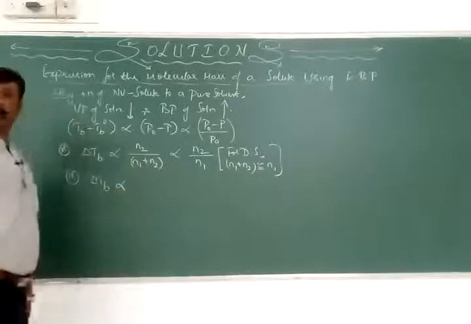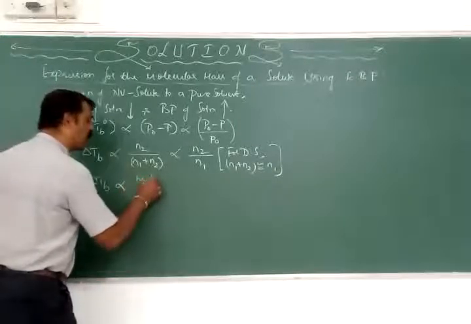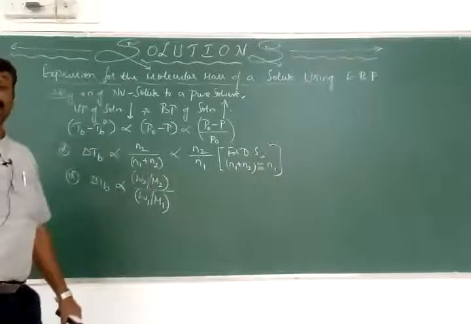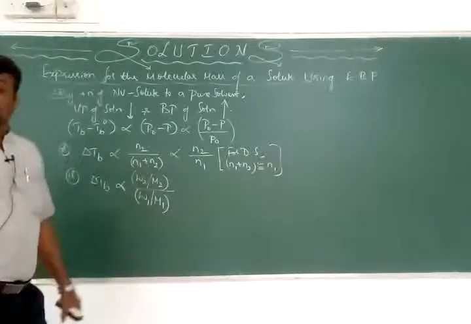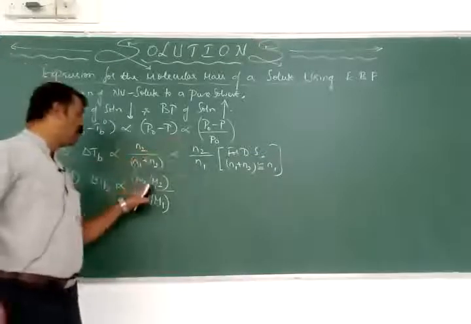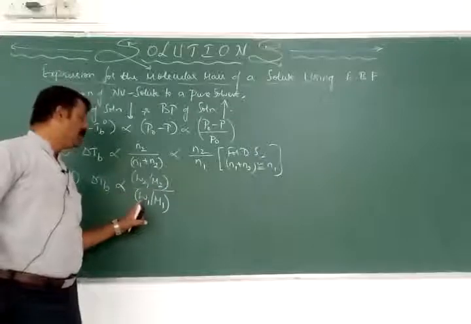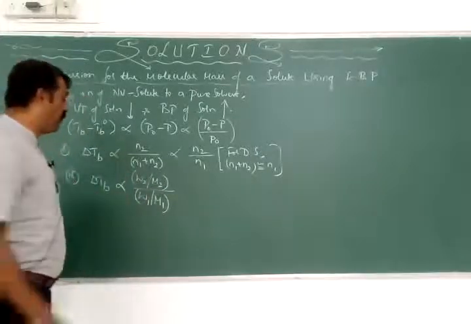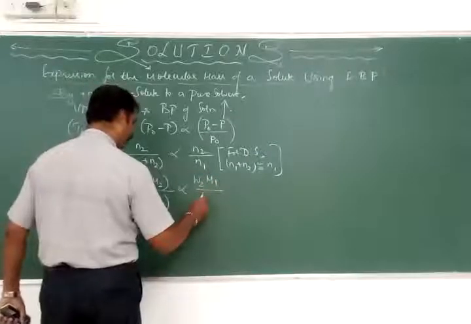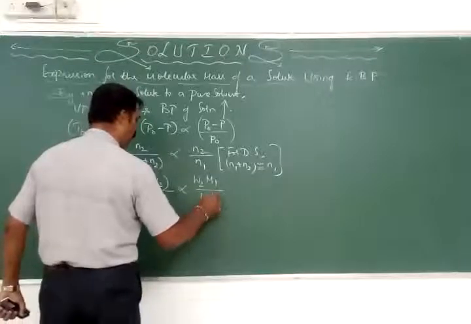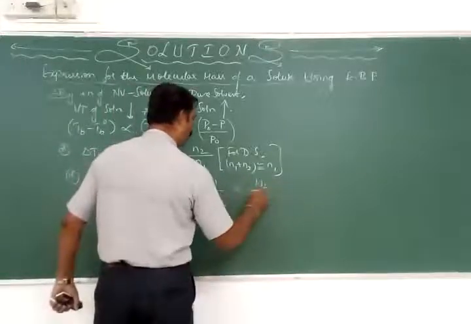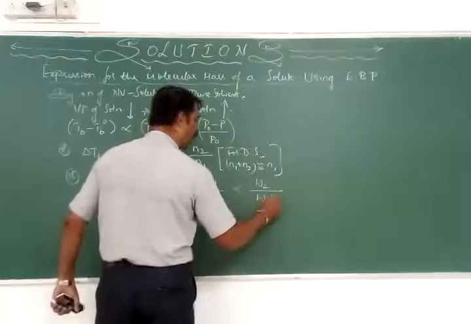Delta TB is proportional to W2 by M2 divided by W1 by M1. Why? Because we know that the number of moles is given by the formula mass divided by molar mass, meaning N is equal to W by M. Therefore, N2 is equal to W2 divided by M2, and N1 is equal to W1 divided by M1, which is proportional to, on simplification, W2 M1 divided by W1 into M2. Okay? On simplification, which is proportional to W2 divided by W1 into M2.